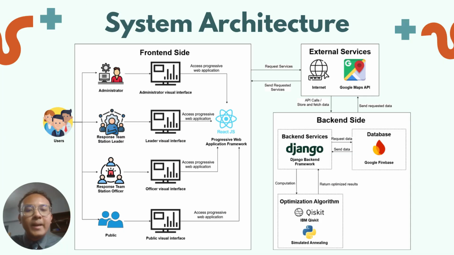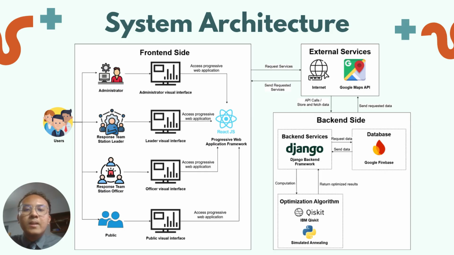After that, this is the system architecture of Rescue. The system uses a multi-tier architecture that separates the front-end, back-end, database, and external services. On the front-end side, Rescue is developed as a progressive web application using React.js, so it can be accessed through desktop, tablet, and mobile devices. It also provides a different interface for the administrator, station leader, station officer, and the public user based on their responsibilities. On the back-end side, Django is used to manage the system logic, which includes authentication, incident processing, resource management, and schedule generation. Firebase is used as the NoSQL database to store incidents, resources, schedules, users, and notifications, while also supporting real-time data synchronization across the dashboard.